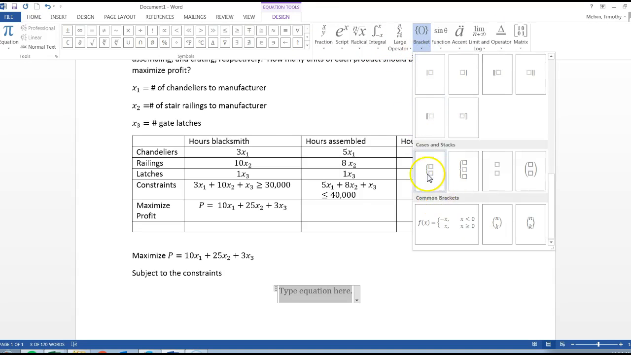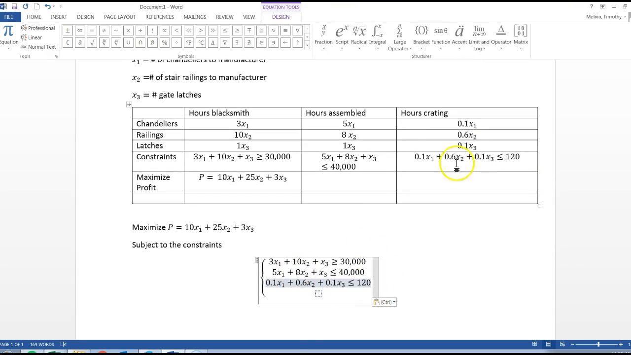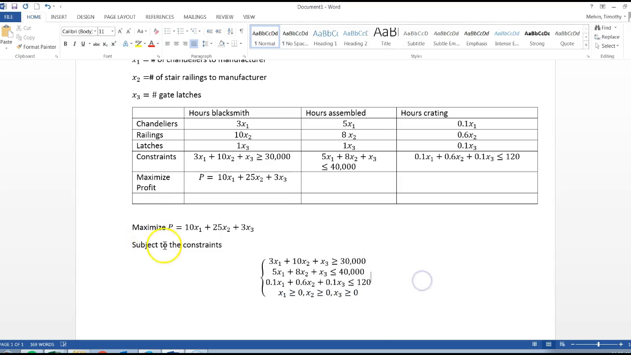I'll write all these in, just summarizing what we already know. The constraint right here, and there's 1, 2, 3. The second constraint is for the hours to assemble. And my third constraint, just copying and pasting back here, is for hours creating. We also need to note that each of these variables has to be greater than or equal to 0, since we're dealing with actual physical objects.